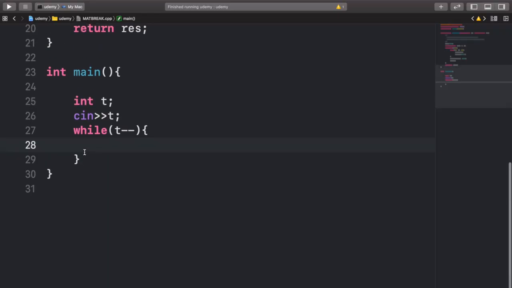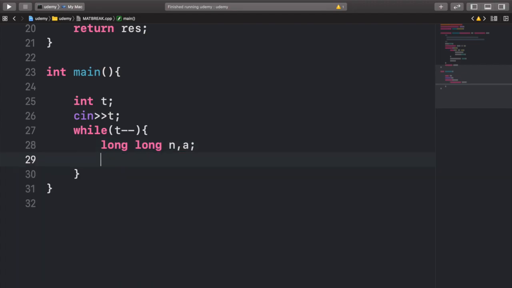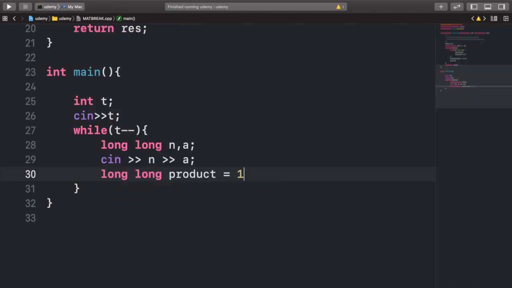Okay, so I'm going to be going over the code for this problem now. And so the first thing I'm going to do is create variables for n and a, and I'll input them both in, so cin n and a. And so I'm also going to create variables for the running product, which I'll initialize to 1, and then for the current P of I value, and I'll call that P_val, and then also for the answer, which I'll initialize to 0.